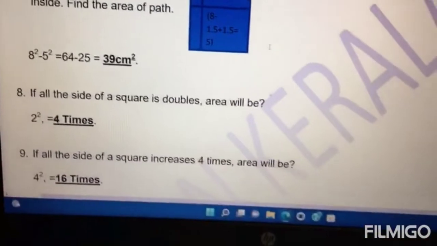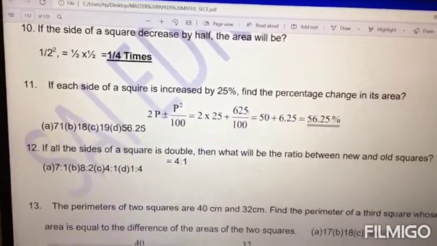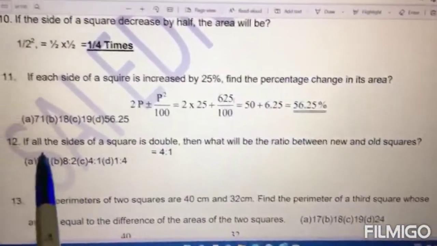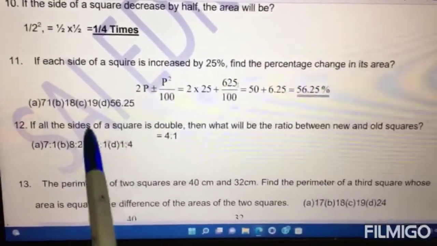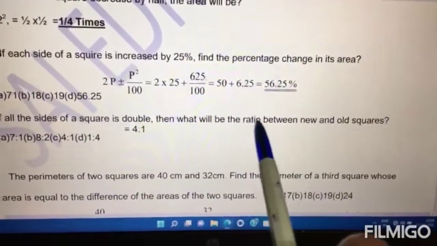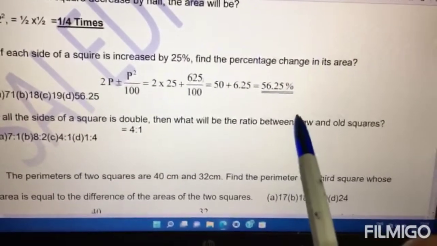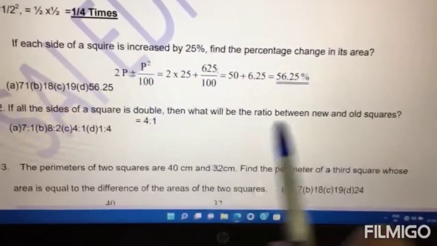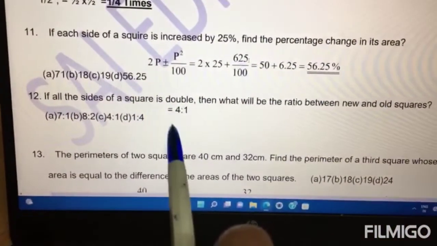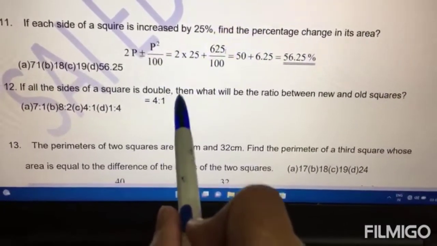That's what is given. Alright, question number 9, 10 and 11 are similar, so please try it out on your own. 12 is the same as question number 8. If all the sides of a square are doubled, that is, the side of the square doubles, then what will be the ratio of the new and old squares? When they are talking about ratio, they actually mean area. What will be the ratio of the areas between the new and old squares? If you get such a question, always understand that they are asking about the area. So calculate the area and find the ratio. It is 4:1. That is, the new area is 4 times the old area.